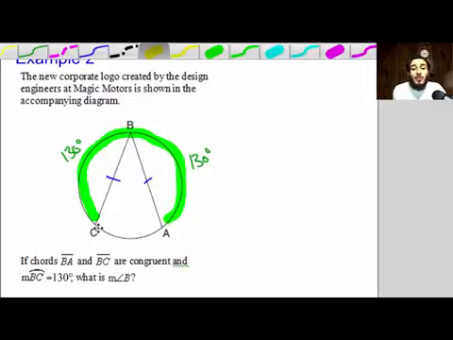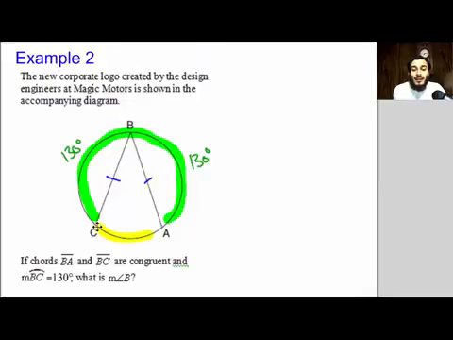Well, what would then be the measurement of the arc AC? Well, remember, the whole circle is 360. 130 plus 130 is 260. 360 take away 260 is 100. So that means that this arc AC is 100 degrees.